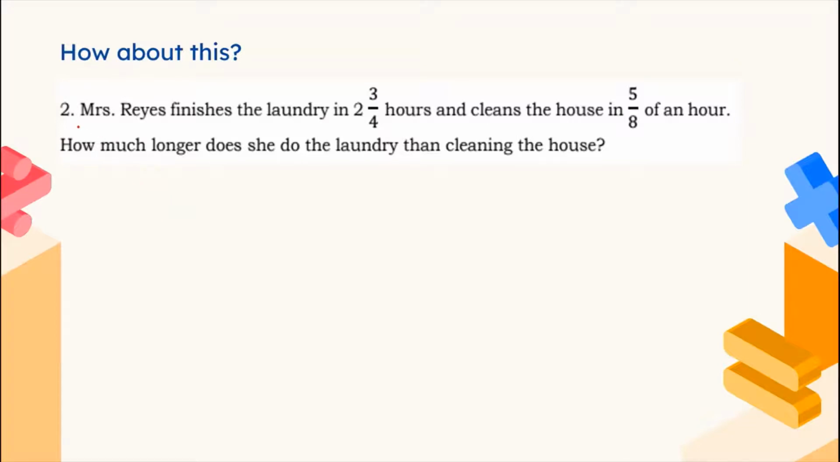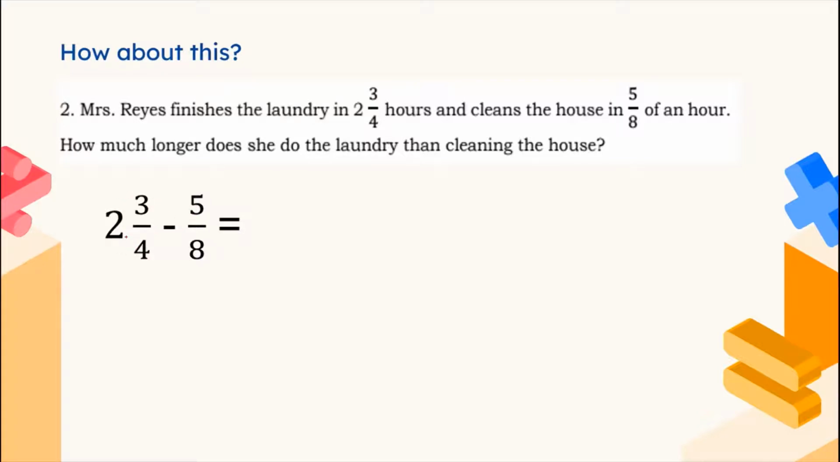For our number 2 question, Miss Reyes finished the laundry in 2 3/4 hours and cleans the house in 5/8 of an hour. How much longer does she do the laundry than cleaning the house? Okay, so 2 3/4 minus 5/8. So again, we're going to change this mixed number into an improper fraction.